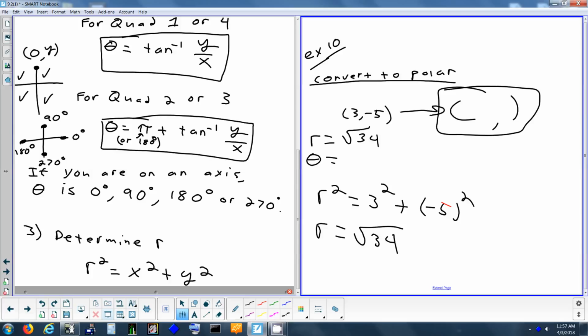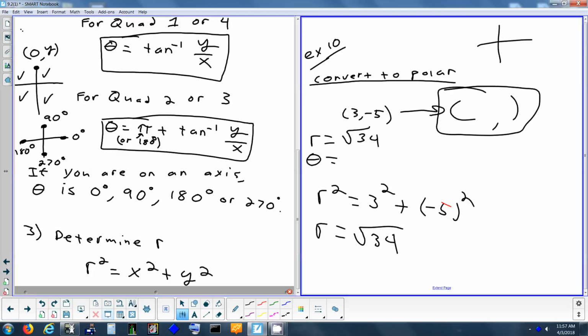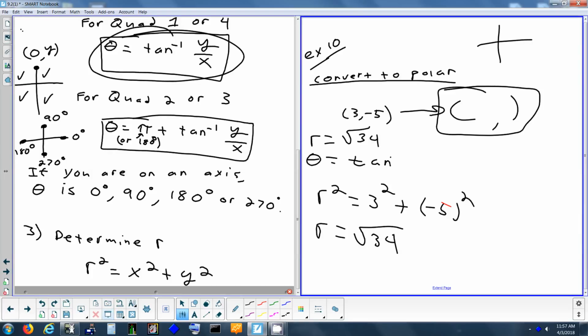Last thing I need to do is figure out my angle. Now the angle depends on the quadrant. That's why the first step I said is you should graph it. In fact, you don't even need to graph it. If you can figure out the quadrant without graphing it, that's fine too. What quadrant is 3, -5 in? It's in the 4th. So there's your formula. Inverse tangent of y over x. Y is -5, x is 3. Okay, so just type that in and see what you got.